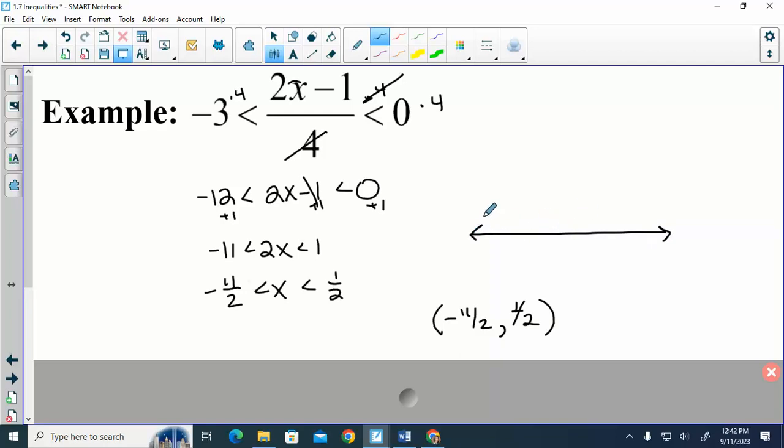Number line is pretty similar. I'm going to really be lazy on this number line. I'm just going to mark my negative 11 halves and my 1 half. We're starting at negative 11 halves, ending at 1 half, everything had parentheses.